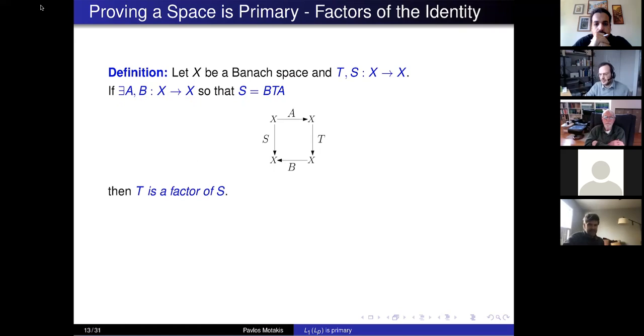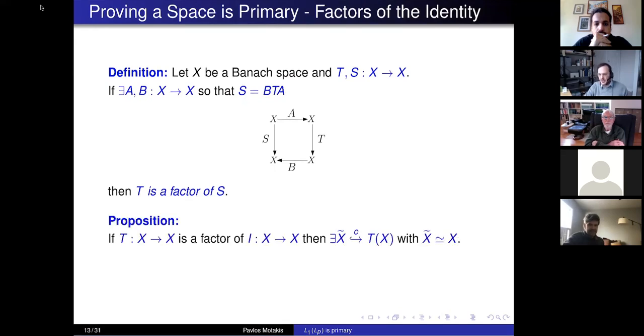And there's a very strong connection between factors and complemented subspaces, because there is a very simple result that states that if you have an operator T that is a factor of the identity, so this means that I can write the identity as BTA, where B and A are some bounded linear operators, then I can find inside the image of T a complemented subspace that is isomorphic to the whole space X. So there exists this very significant and yet simple connection between bounded linear operators, factors of bounded linear operators, and the study of complemented subspaces.